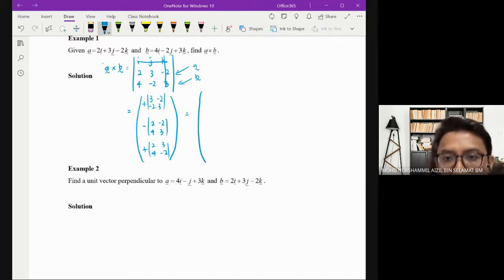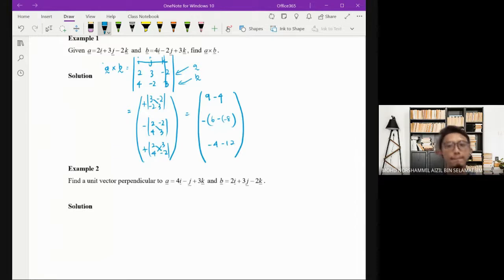So now let's calculate. So 3 times 3 is 9 minus, they always minus, 3 times 3 is 9 minus 2 times 4. So positive kat depan tak ada apa lah. But this one be careful, negative. So means that all together inside a bracket, the calculation. So 2 times 3 is 6 minus 2 times 4, minus 8. Okay, so this one minus 4 minus 3 times 4 is 12. So you get this one.